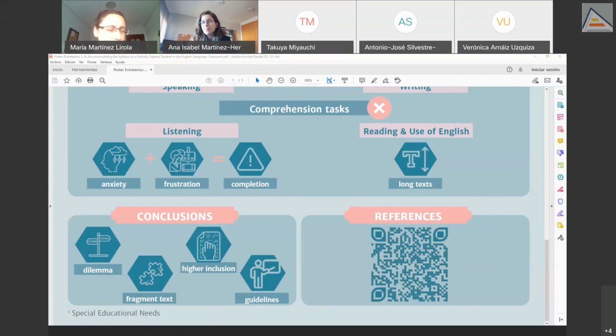I wonder if at your university or at the universities of people in the session, you also have this type of training, because it's really essential. Some people don't know how to deal with students with special needs.